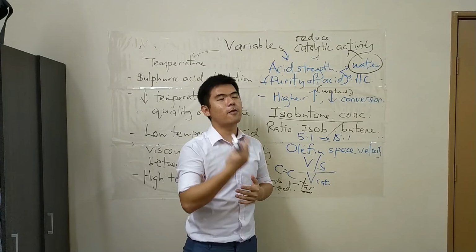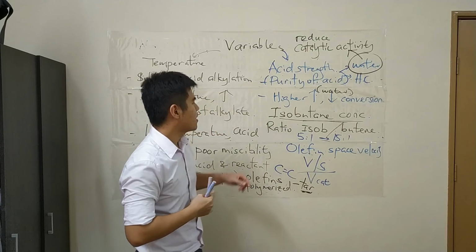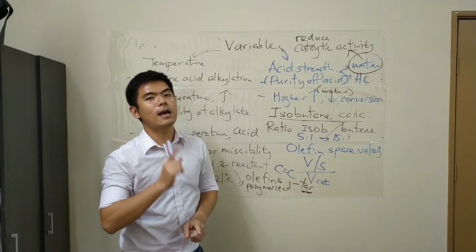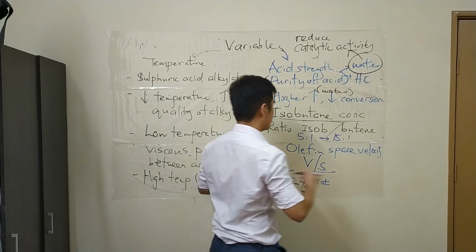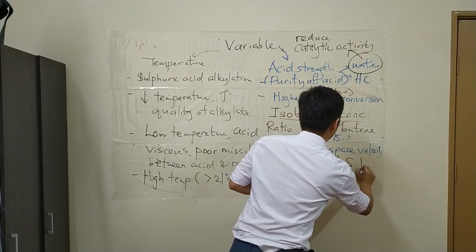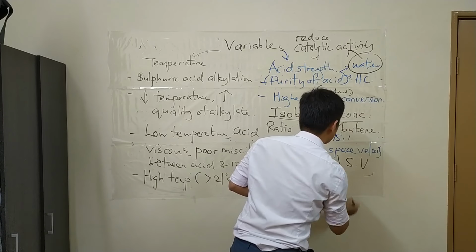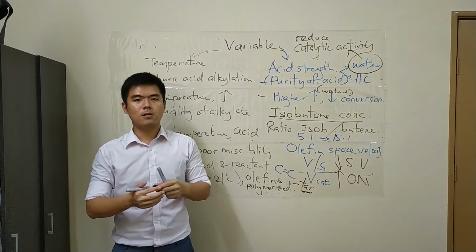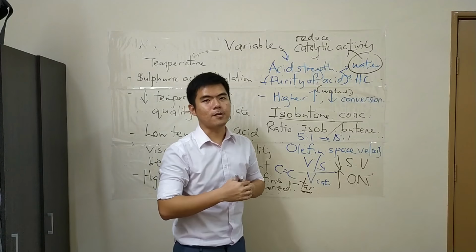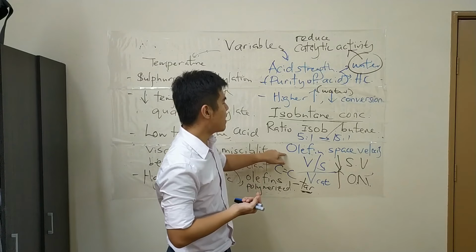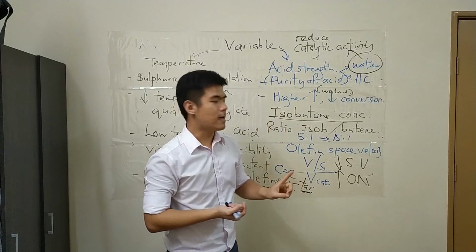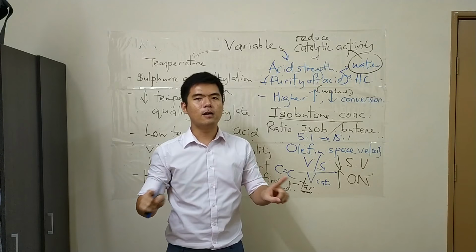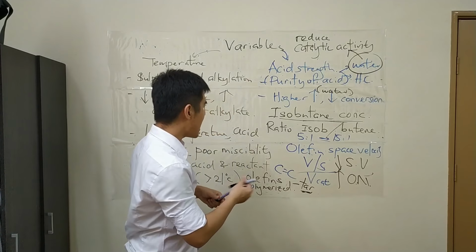For your information, in general, lower space velocity will produce a product with higher octane number. Why does it happen? If we have a higher space velocity, usually we will produce a paraffin which has a longer hydrocarbon chain.